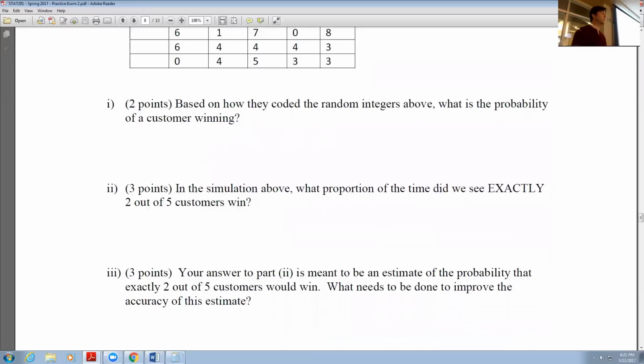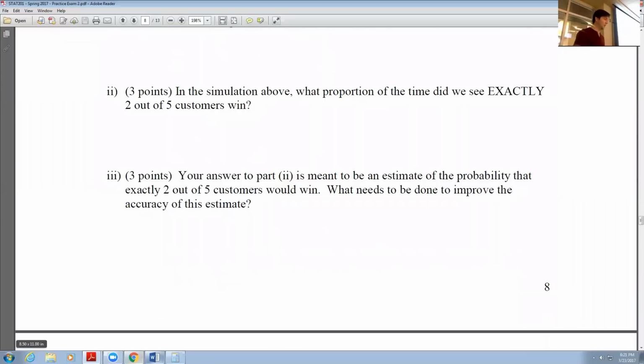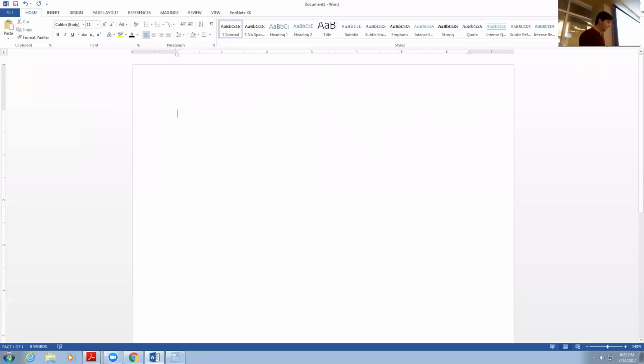Your answer to part 2 is meant to be an estimate of the probability that exactly 2 out of 5 win. What would need to be done to get a more accurate idea of what is going on right here? How could we get a more accurate idea? What could we do? Maybe it's 25%. That's a decent estimate. Very simple answer to this. How do we get a more accurate idea?